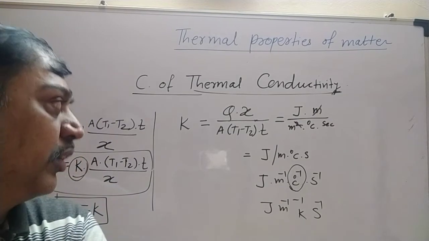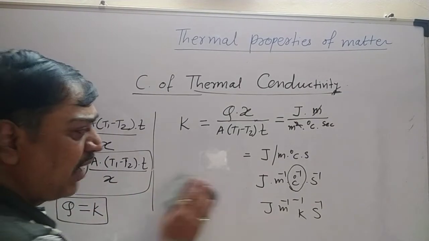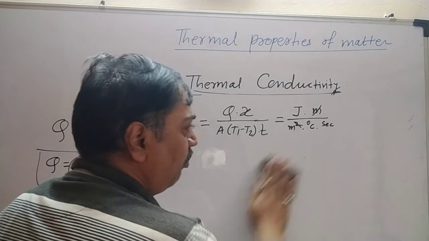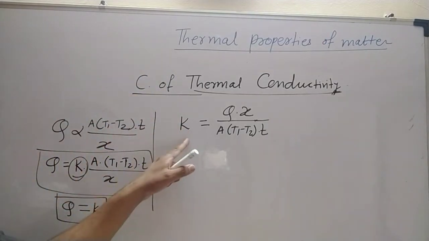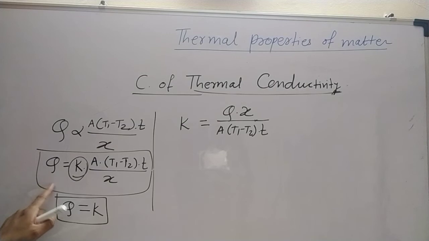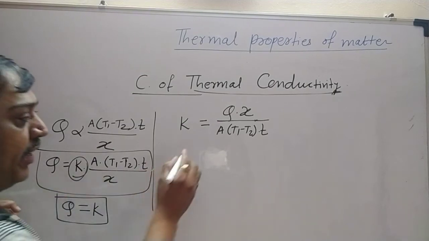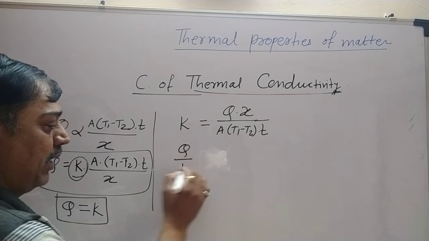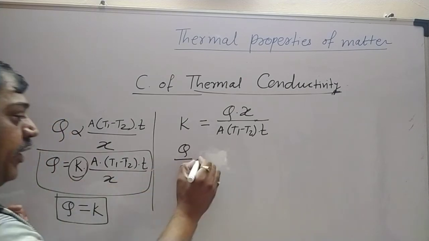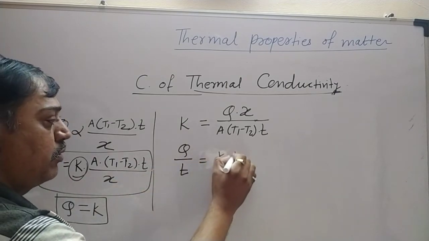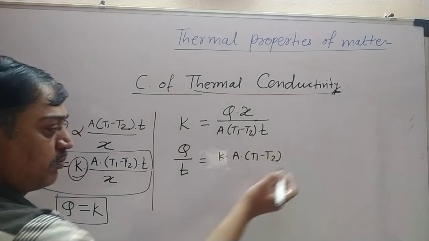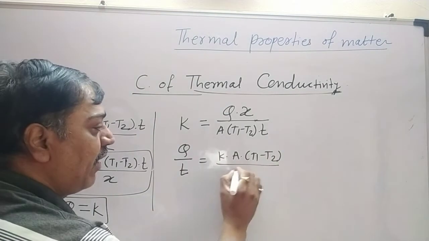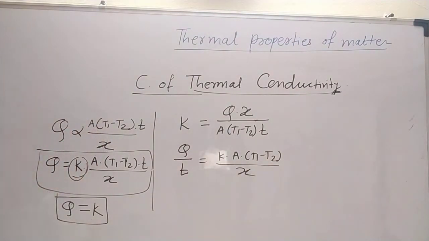These are the units we have drawn from this formula. Here again, from this equation we have derived this, and I can modify this equation again. Suppose this t I shift to the left-hand side. What do we get here? Q divided by t, this t is shifted here, equal to K into A into (T1 minus T2). Small t is already shifted. Divide by X. So we can write this equation.